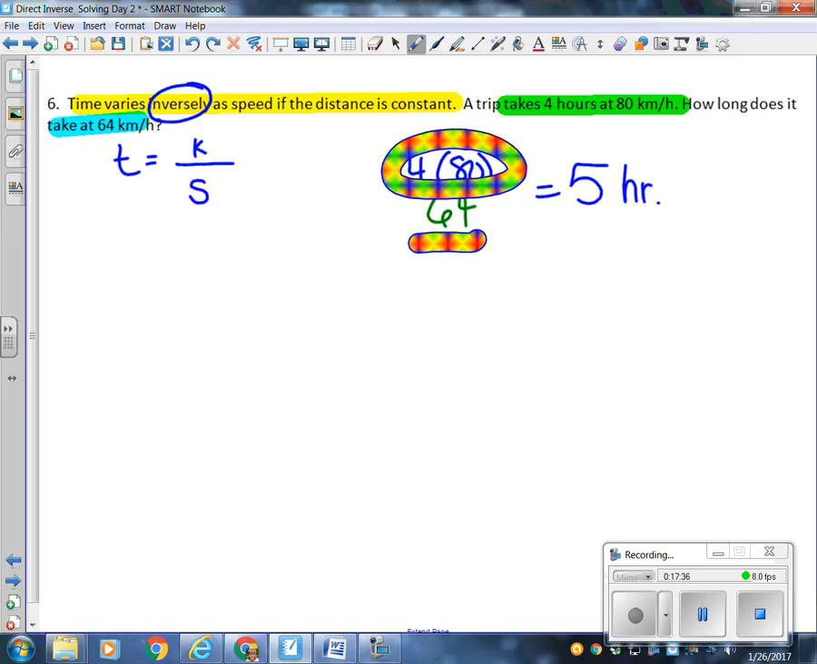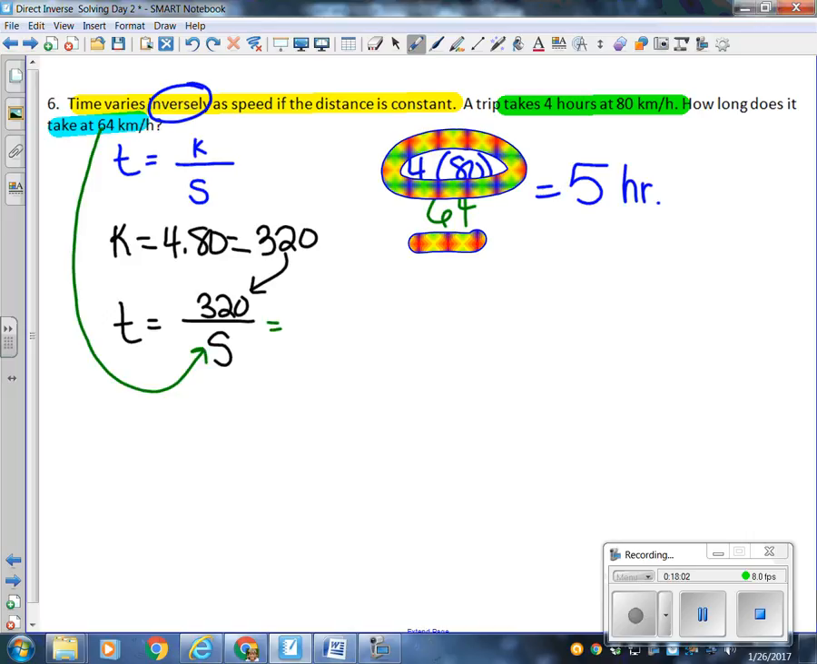Okay. If I had not done the shortcut, I would have said, okay, constant K is 4 times 80. So I'm pausing to get 320. And my time is equal to 320 over the speed. And then I have to realize that it says how long does it take if it's 64. So 64 turns out to be the speed. So it's 320 over 64. So to get this number, I had 4 times 80 divided by 64. The answer is still 5 hours. So this is day 2, looking at it from a new perspective.